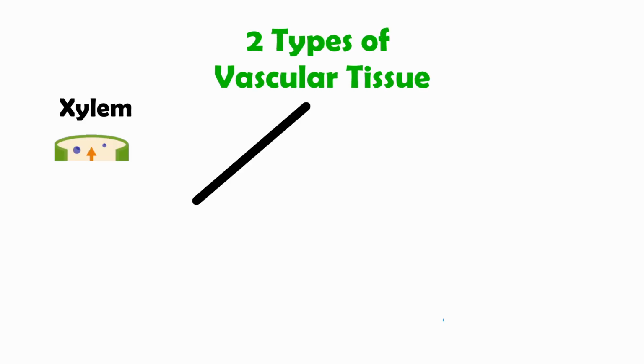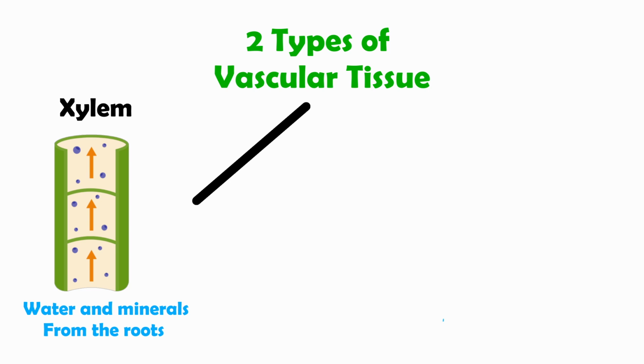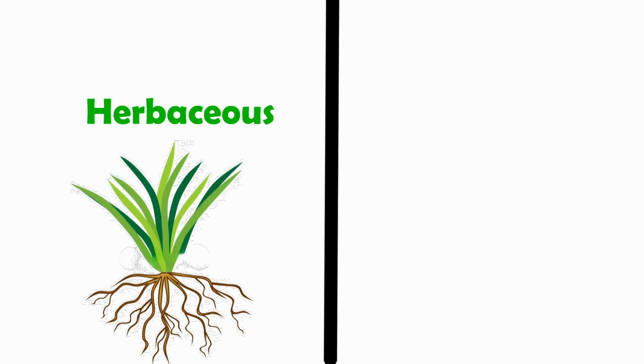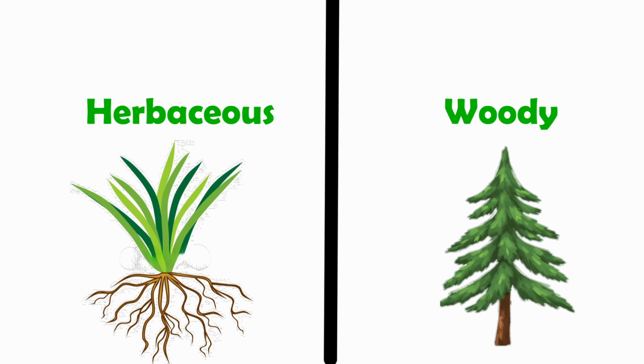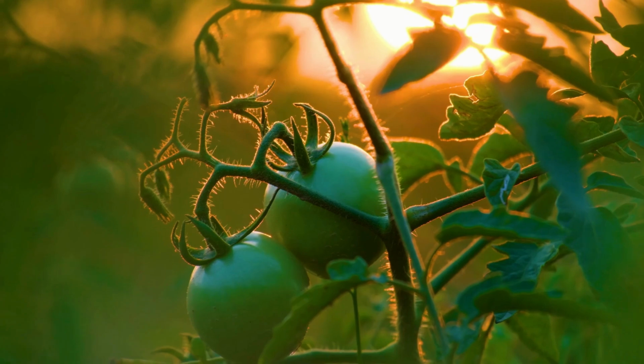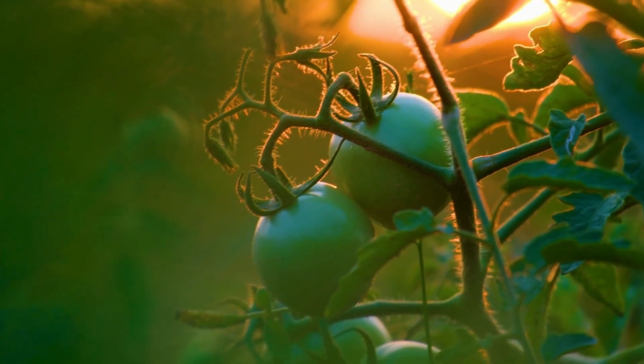Inside the stem are two types of vascular tissue. Xylem transports water and minerals upward from the roots. Phloem transports sugars produced in the leaves to the rest of the plant. Some stems are herbaceous, meaning they are soft and green. Others are woody, meaning they are hard and strong, like tree trunks. The stem acts as the plant's transport network and support column.